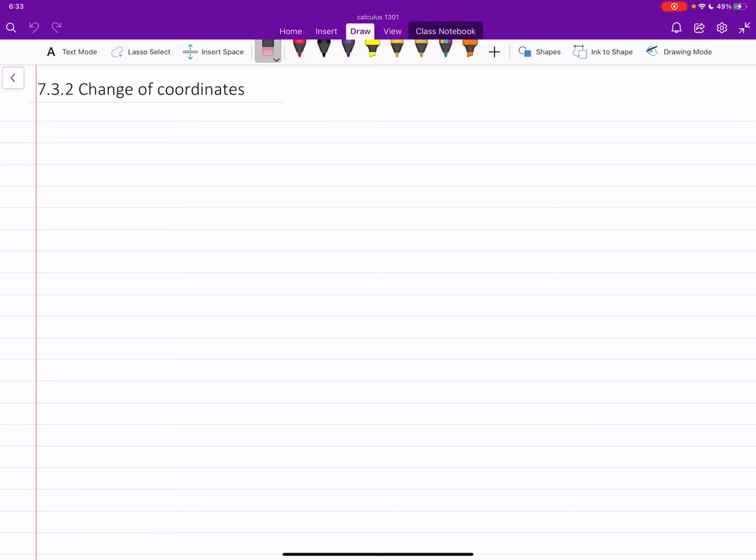Hello everyone. In this video we will learn how to change coordinates from Cartesian to polar and vice versa. Remember that for a point on the plane, we now have two different coordinates. One is the Cartesian coordinate given by x and y. The other one is the polar coordinate given by r and theta.